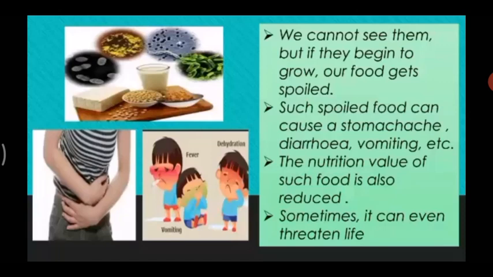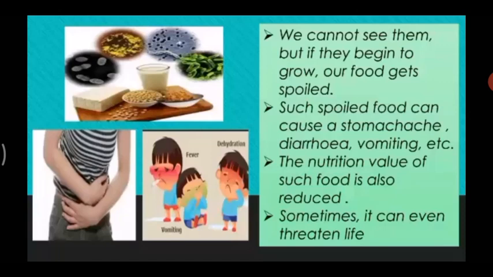That is, the food gets spoiled. Such spoiled food can cause what? If you eat such spoiled food, what will happen? Such spoiled food can cause a stomach ache, diarrhea, vomiting, etc. So, if you consume food that has been attacked by microorganisms, fungus or bacteria, it can be dangerous to our health. Sometimes you can get stomach ache, sometimes diarrhea, vomiting, loose motions, and so on.